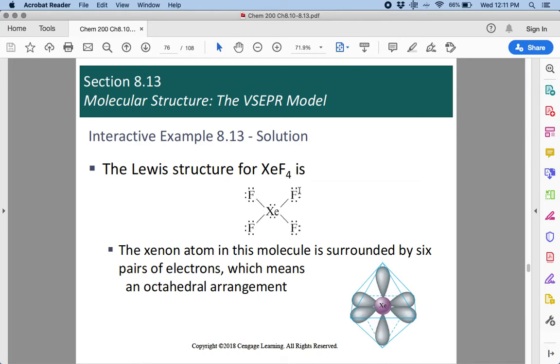There's 1, 2, 3, 4 bonding groups, plus 1, 2 non-bonding groups, for a total of 6 electronic groups around the central atom. Can you see all 6 electronic groups around the central atom? 2 from the lone pairs, 4 from the fluorines. So when we have 6 electronic groups around our central atom, we know that the electronic geometry of this molecule is octahedral and looks something like this.